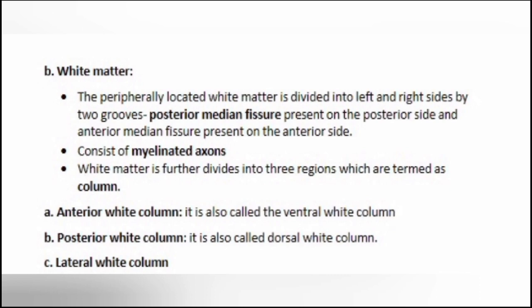And this white matter is further divided into three regions, that is anterior white column, posterior white column and lateral white column. As with grey matter, it also has three, the same names are there, but it just changes from grey horns to white column. As we learned in the grey matter, the anterior has ventral grey horns, right? But here it has ventral white columns. Just change the name from grey horns to white column. That is enough here. The same way posterior has dorsal white column. Just change from grey horns to white columns.